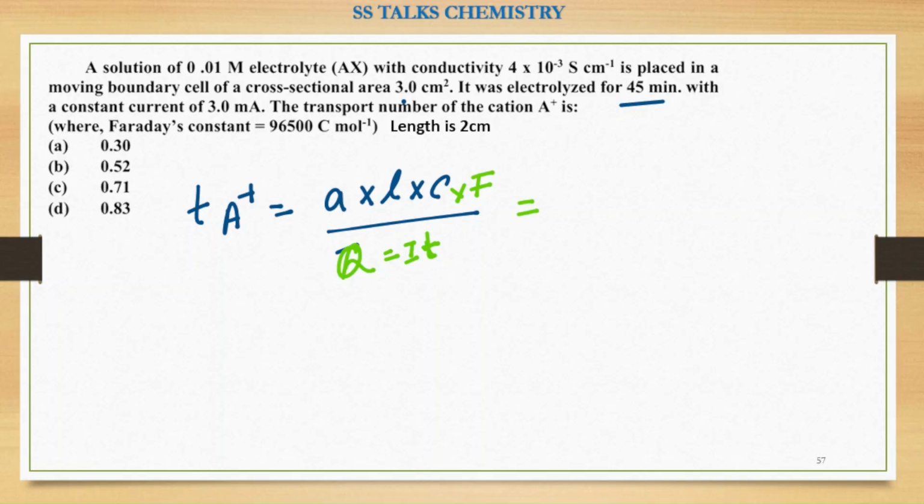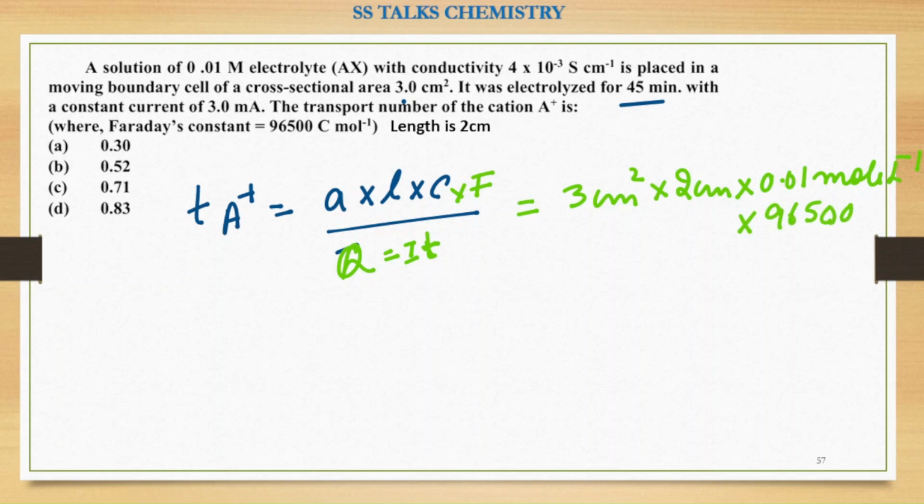Area we are having is 3 centimeters square. Length we are having is 2 centimeters. The concentration we are having is 0.01, this is in mole per liter, and the Faraday's constant is 96500 coulombs per mole. Right, upon the current, that is 3 milliamperes. So 3 into 10 raised to the power of minus 3 amperes into the time, that is 45 minutes. So this is going to be converted into seconds.